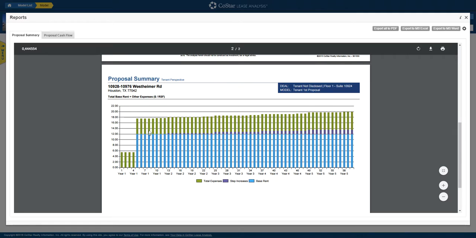And you can see total expenses in green. The reason you have these 4 months in year one, that's your free rent where you're just paying for expenses. So this kind of gives you a visual perspective of where your money's going.